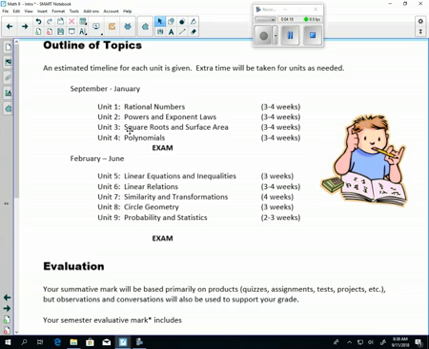This is a year-long course from September to January, so for the first few weeks we're going to be looking at rational numbers. These are estimated times, 3 to 4 weeks. The other topics we're going to cover are powers, exponent laws, square roots and surface area, and polynomials. You will have an exam at the middle of January, and then we go into our second semester and we'll see how many we complete here.